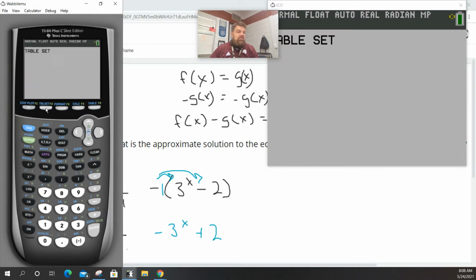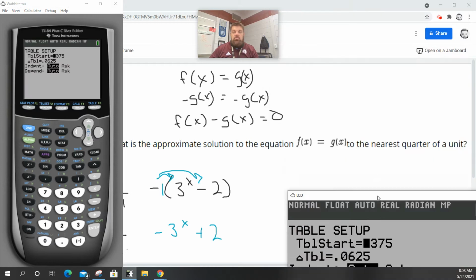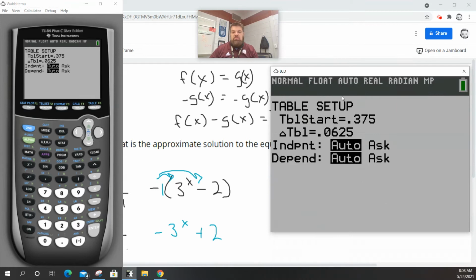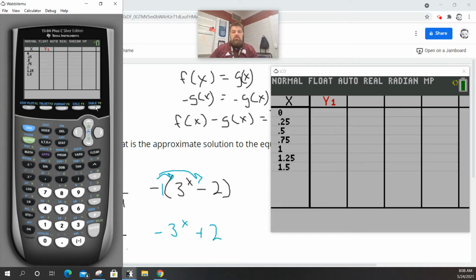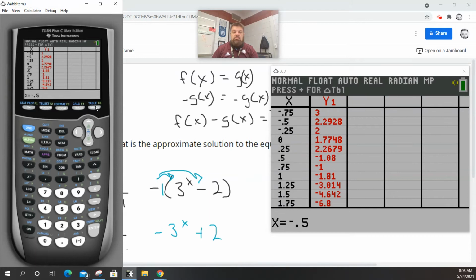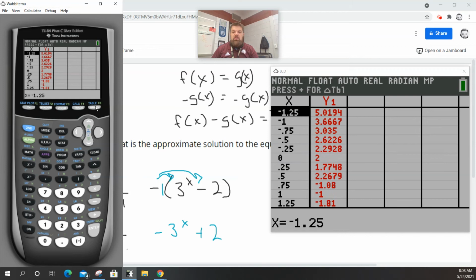And for our table set, it says to the nearest quarter unit. So I don't know where the solution is, so I don't know where to start. So I'm going to put 0. And then I'm going to go down here and say 1 divided by 4, because that's 1/4, right? So now if I hit second table, this is our thing where everything's evaluated. And what I'm really looking for is when does this thing go from negative to positive?